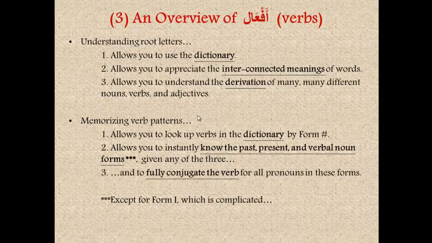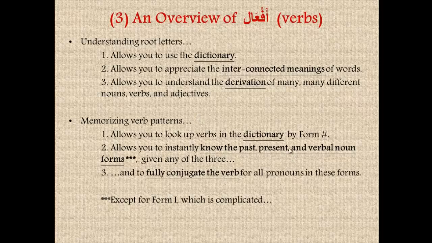Memorizing verb patterns, number one, allows you to look up verbs in the dictionary by form number. And the form numbers are, again, Roman numerals. So if you see Roman numeral 2, that refers to verb form number 2. Memorizing verb patterns also allows you to instantly know the past, present, and verbal noun forms, given any of the three. And I illustrated this with an example earlier.